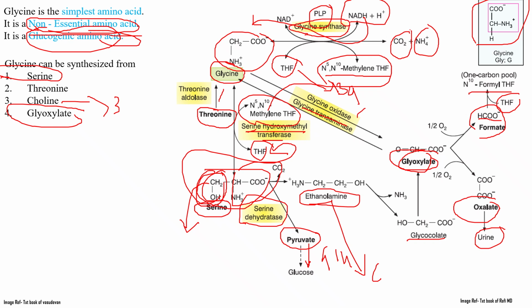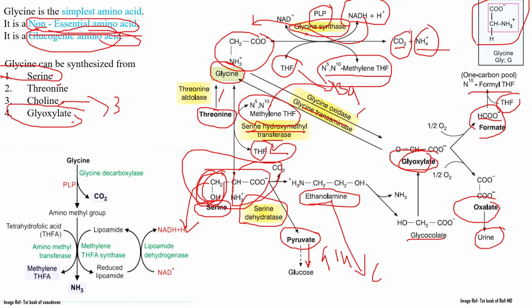So glycine can be synthesized from serine, threonine, choline, and glyoxylate, and also from carbon dioxide and ammonia. Next, we'll discuss the degradation, that is, how glycine is degraded in our body. So you can see here the glycine. Glycine is acted on by the enzyme glycine decarboxylase. What is decarboxylase? It is the removal of carbon dioxide. It requires the coenzyme pyridoxal phosphate.